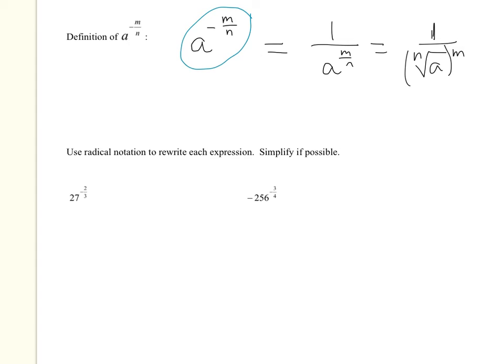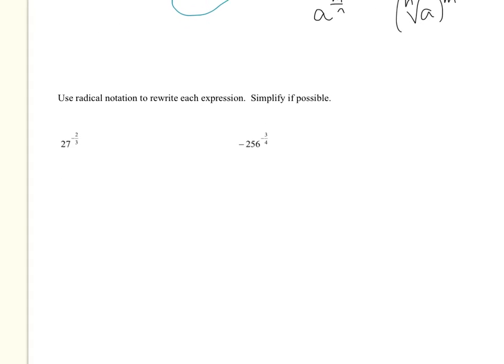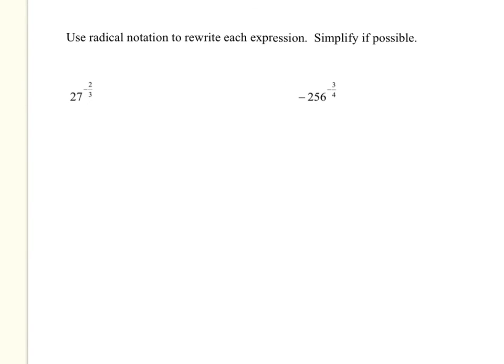So let's look at some examples here. So we want to use radical notation to rewrite each of these expressions and simplify if possible. So the first thing I'll do is I will rewrite this without the negative exponent. So when I rewrite it without the negative exponent, it flips to the bottom. If you did happen to have one that was on the bottom, you could flip it to the top. So now I can rewrite this in radical form. So this would be 1 over the cubic root of 27, and then that would be squared.